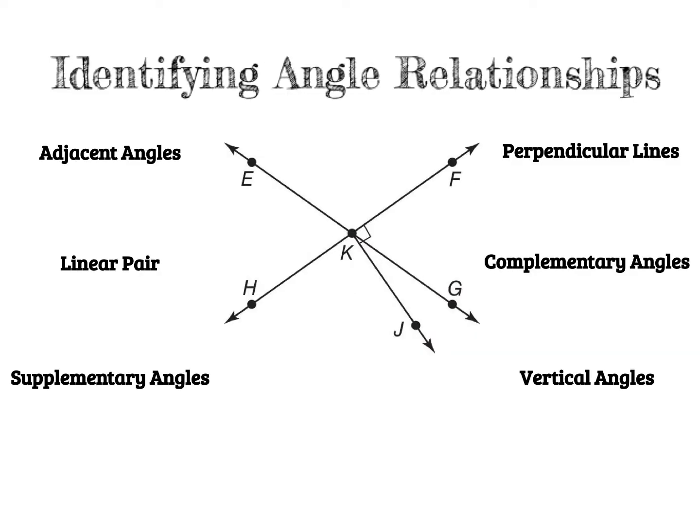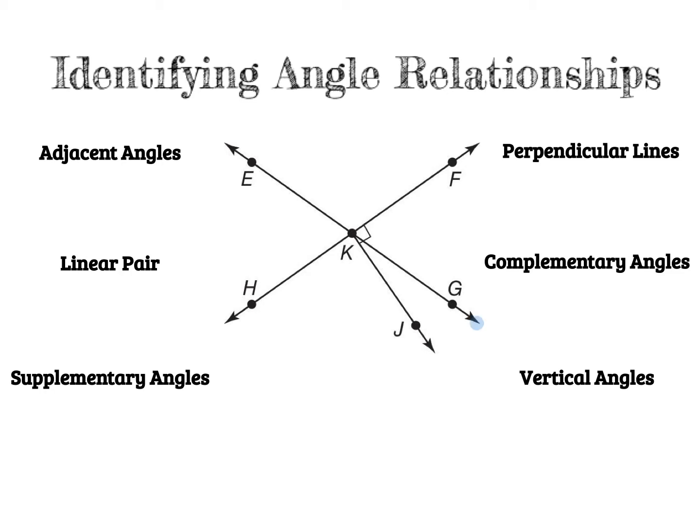All right, let's identify some angle relationships. Let's start with adjacent angles. Adjacent angles are angles that share 2 things, a vertex and a side. So adjacent angles have to be right next to each other where they share one of the lines. And there's a lot of possibilities here. But let's go with this one right here. I'm going to highlight them so you can see it.